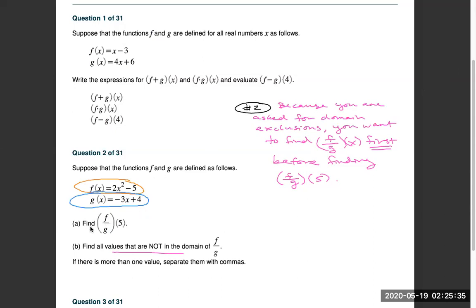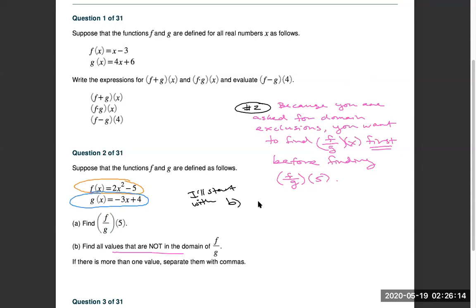So if I wanted to do just part A, I'd plug in 5 to my f of x here. I'd plug in 5 to my g of x, and I would take f, whatever that value was, and divide it by g. But for the values that are not in the domain, you need to know what your function together is going to look like. So for this, let's actually start with part B. I'll start with it because that's just a personal preference thing. You would need to do it that way.